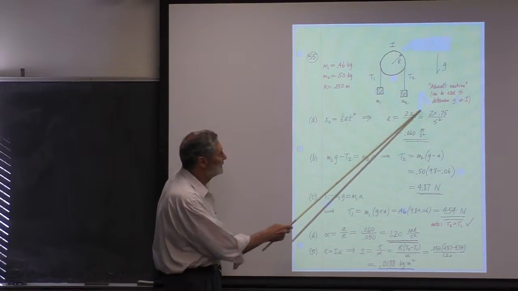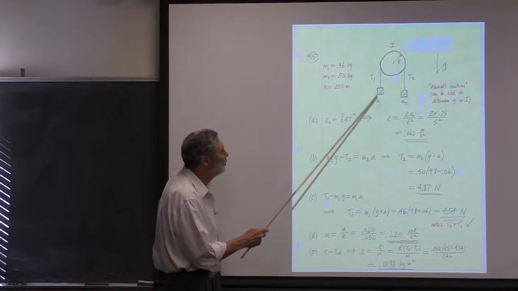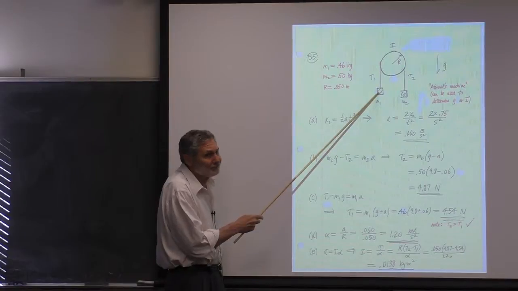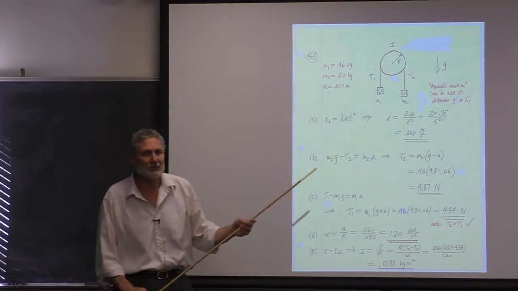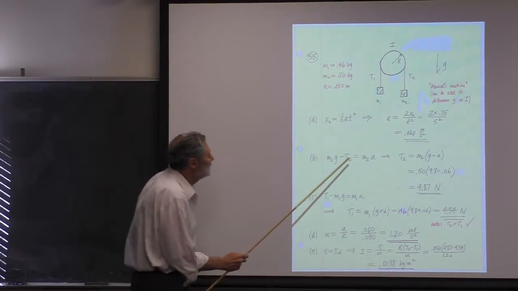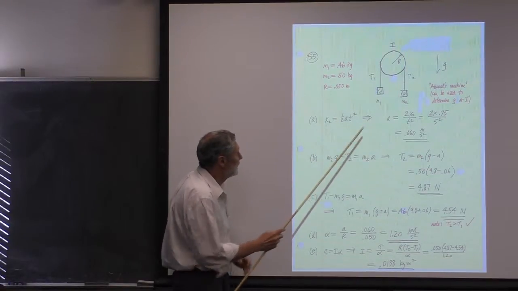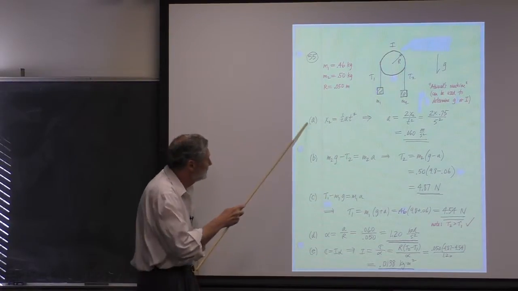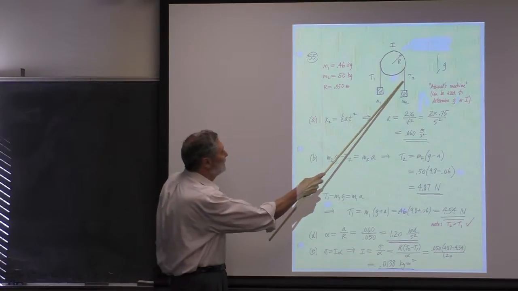So we can find the acceleration of this mass. What's the acceleration of this mass? It's the same, just in the opposite direction, right? So from the acceleration, I can find the tension. And you're asked to do this in steps here. I can find the tension here.